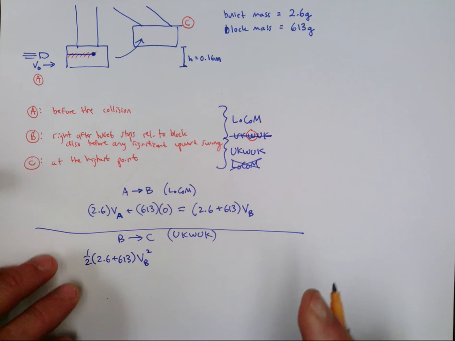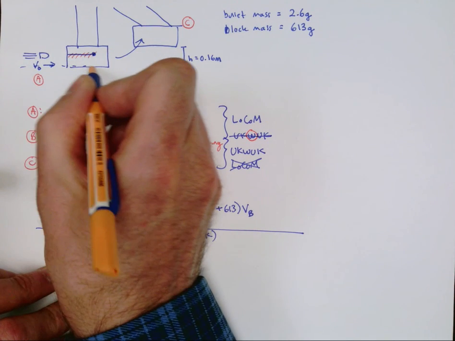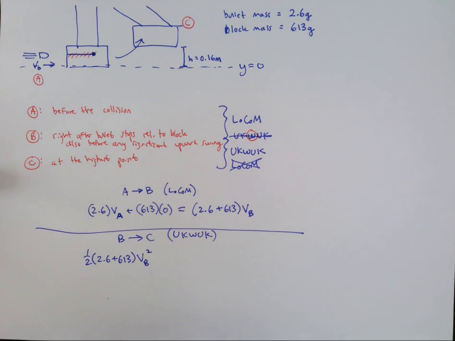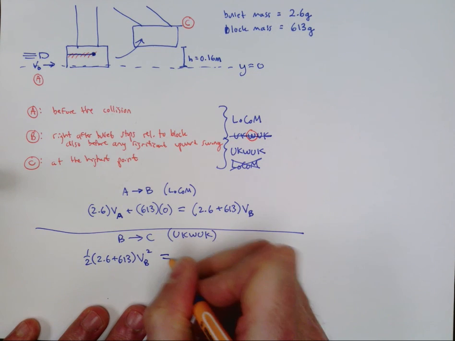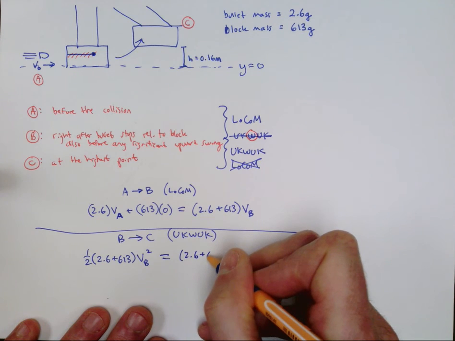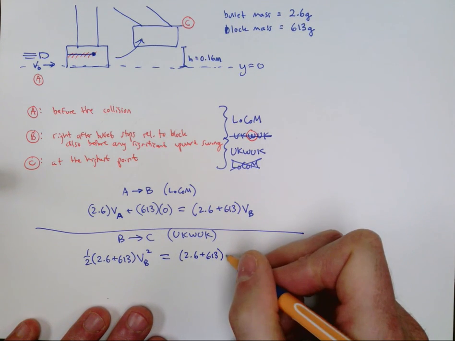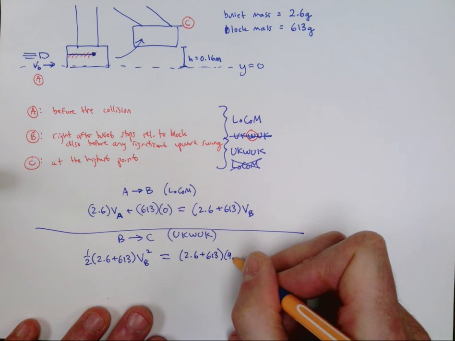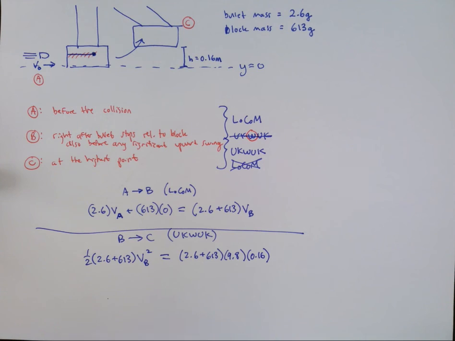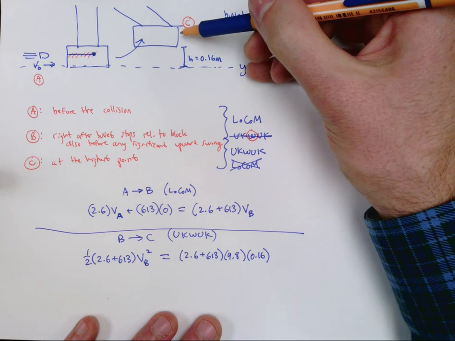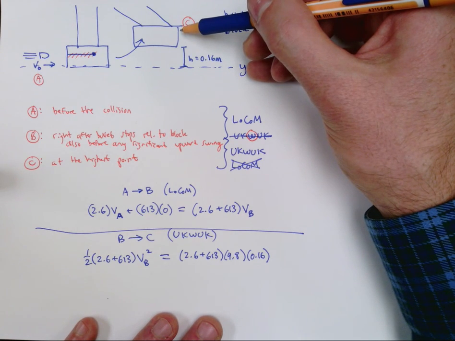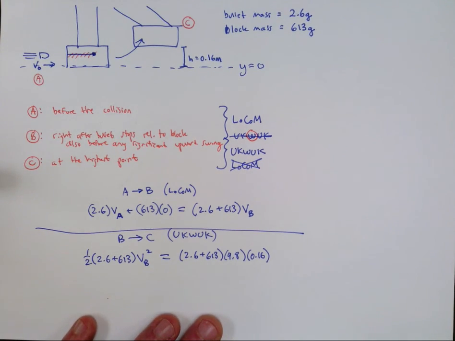And that's the only type of energy it has there, especially, and it makes sense to do this, if we call this lowest location where y equals 0. So there's no gravitational potential energy there. On the other side of the equation, we're going to have gravitational potential energy, 2.6 plus 613 times 9.8 times 0.16. And actually, I'm not going to have any kinetic energy because the thing that makes this the highest point is that it temporarily stops at that location. So that's it. Those are the only types of energy.